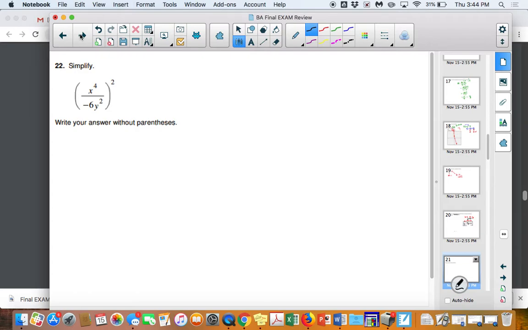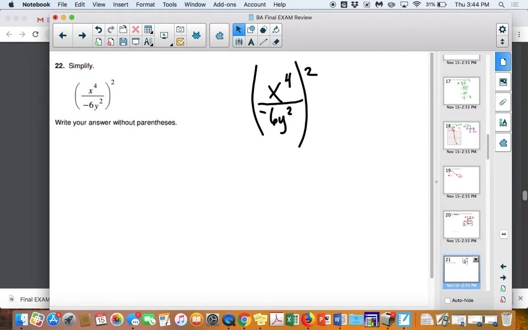Okay, exponent rules. Great. So if we take this, and we got x to the 4th, got a negative 6y to the 2nd, and all of it's raised to the 2nd. So write your answer without parentheses. On these, you can do a bunch of your exponent rules, and order really doesn't matter, just as long as you do them all. So if you're trying to get rid of the parentheses and you're trying to apply this, that's just a positive 2. That means everything in there gets raised to the second power.